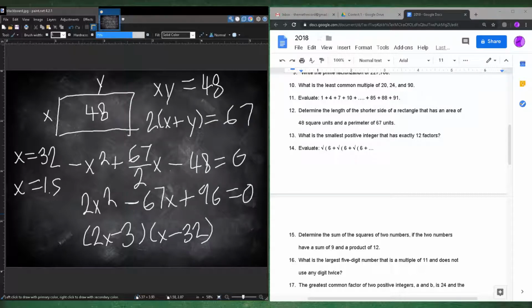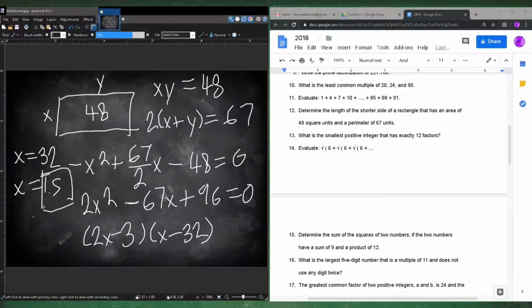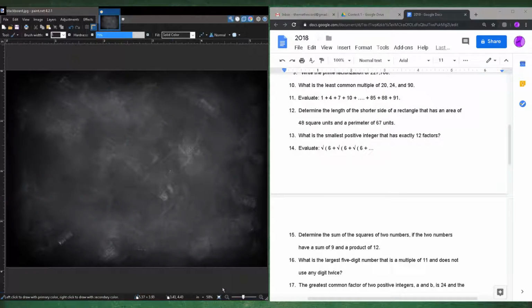So usually both of these numbers work. It just determines which one you want to have as your length and which one you have as your width. So the question is asking for number 12, determine the length of the shorter side. The shorter side is the smaller length, so it's just the 1.5. Your answer is 1.5. Okay.